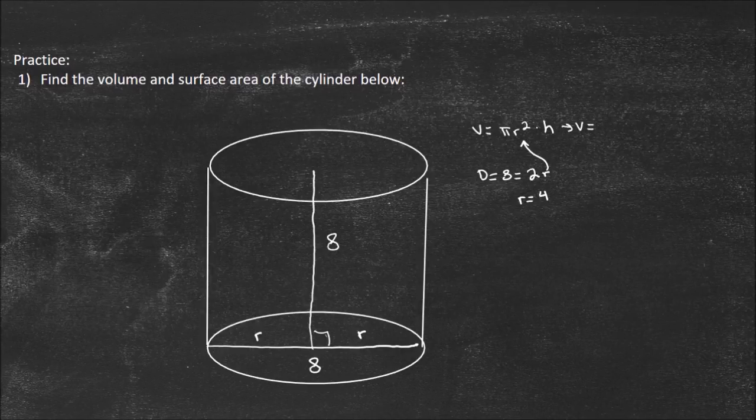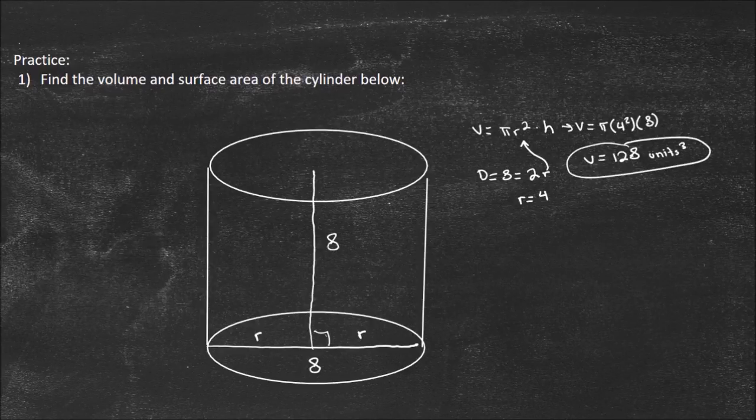Plug everything into my volume formula. I get pi times 4 squared times the height of 8. So V equals 4 squared is 16, times 8 is going to be, what is that? 16 times 2 is 32, times 2 is 64, should be 128. 16 times 8 should be 128. Let me check that really quick. And that is correct. So we'll say units cubed, because it's volume.